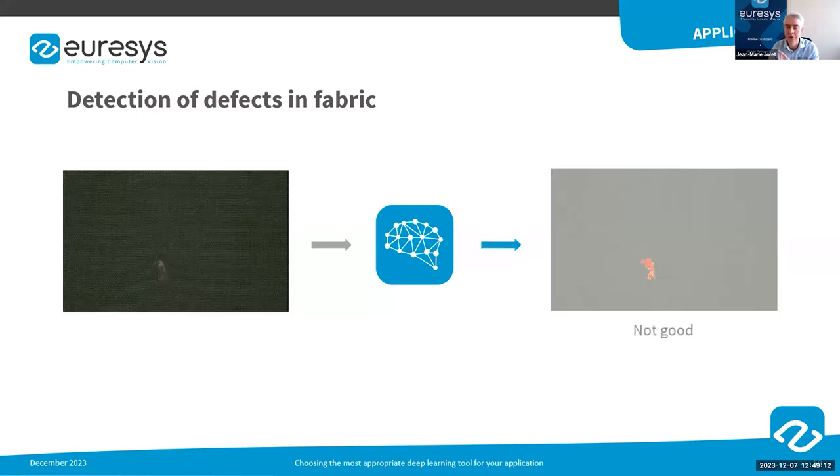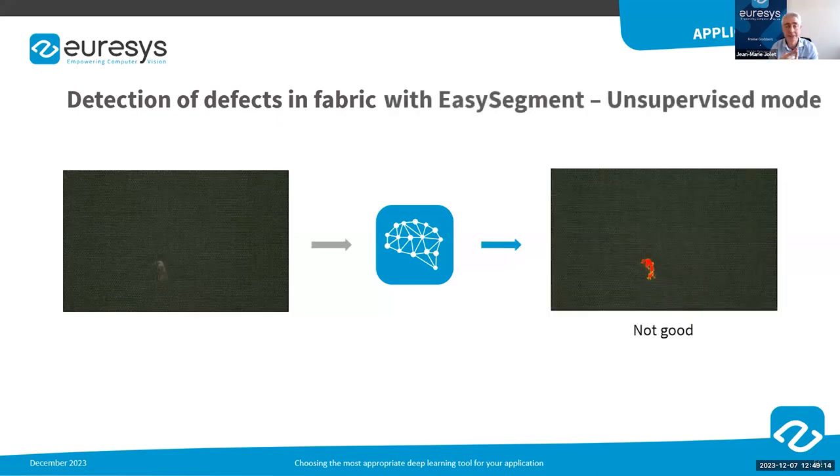Retrieving the location of the defect is mandatory. Defects are not predictable, and there is no need to identify them. So because of the ability to train its neural network based on good quality images only, the unsupervised mode of EasySegment is the most appropriate tool for such application.